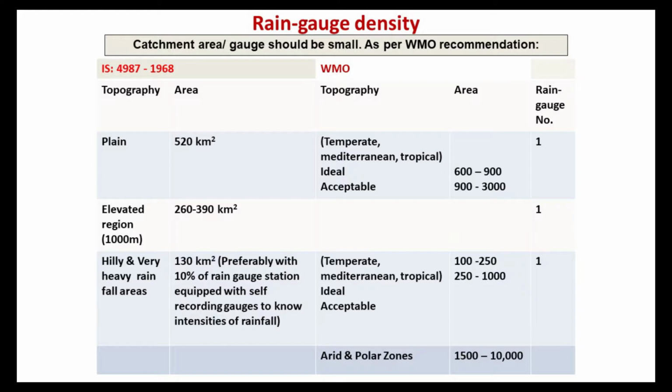If the topography of the area falls under temperate, Mediterranean or tropical, then one rain gauge is needed to cover an area of 600 to 900 square kilometers, while the acceptable range is 900 to 3000 square kilometers. If the area falls under temperate, Mediterranean or tropical, then the ideal condition is one rain gauge station to cover 100 to 250 square kilometers, while the acceptable range is 250 to 1000 square kilometers. If the area falls under arid or polar zones, then one rain gauge is needed to cover an area of about 1500 to 10,000 square kilometers.